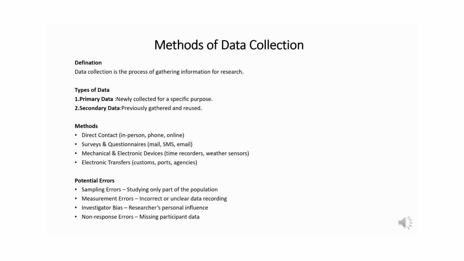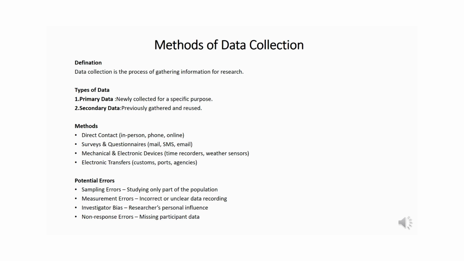However, data collection can be affected by potential errors. Sampling errors occur when only a part of the population is studied, leading to inaccurate results. Measurement errors arise from incorrect or unclear data recording.